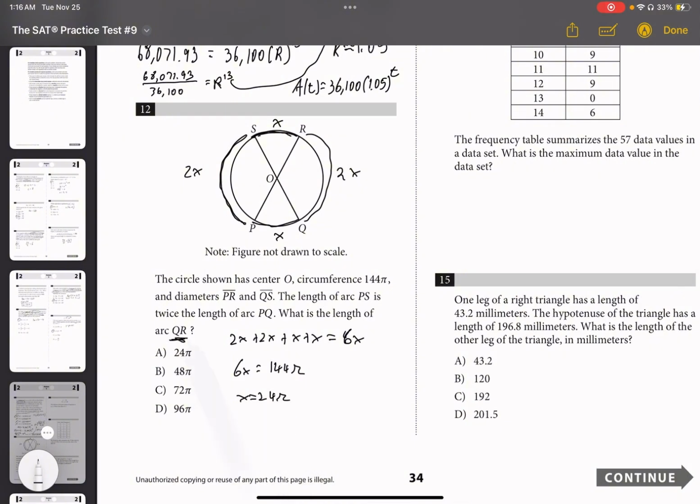So what is the length of QR? QR is 2x, so that gives us 48 pi, which is answer choice B.